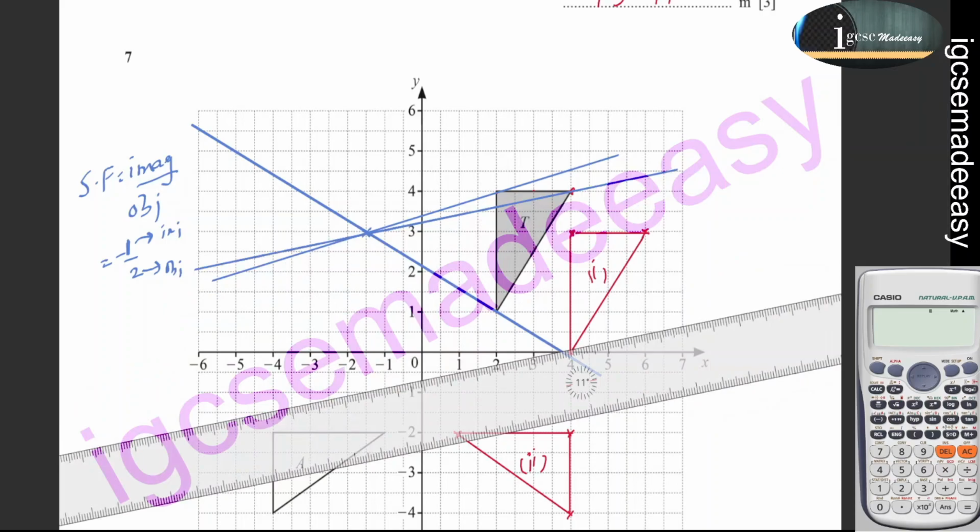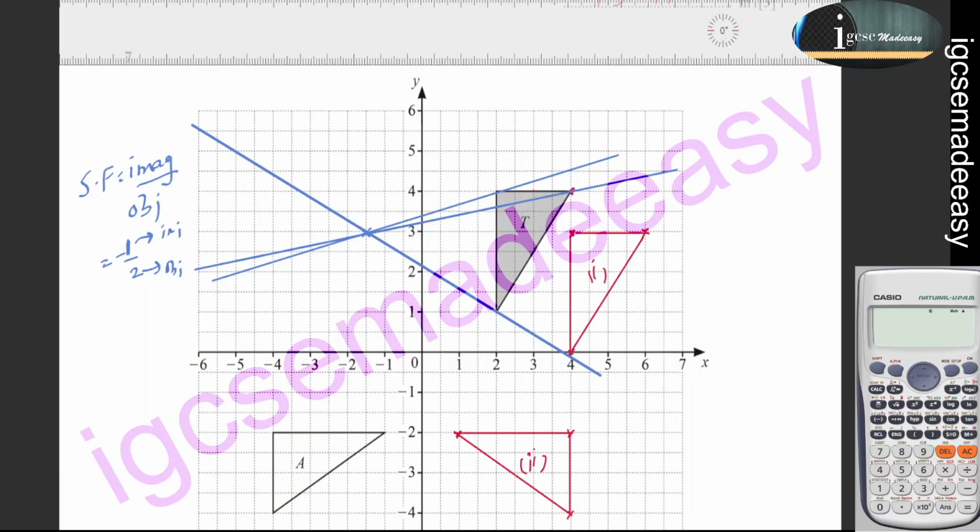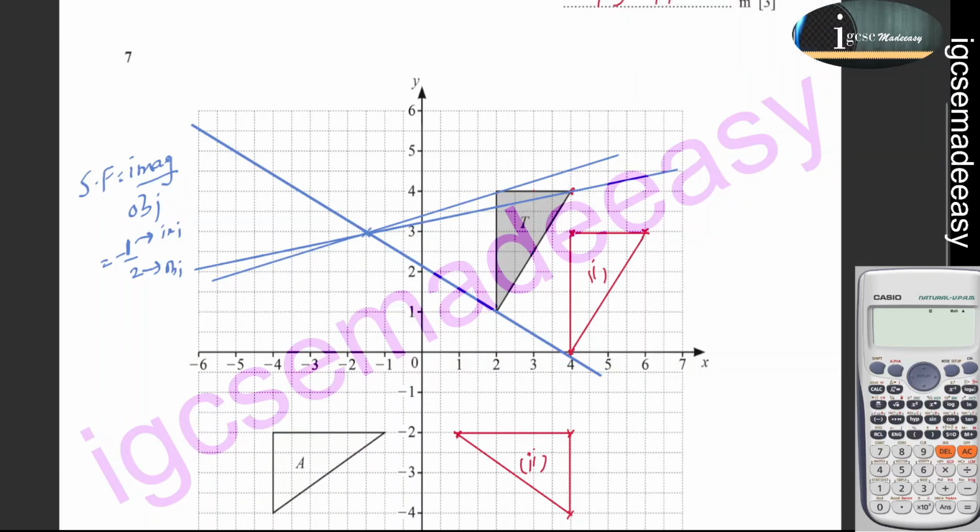Once you have drawn this, you should be able to identify that the image should be half of that, right? Also I told you, because it is a negative scale factor, the image will actually be drawn reversed of the object. The object is drawn like this, so the image should look like this, because this should come down, since this is going up. So let's find out the coordinates.